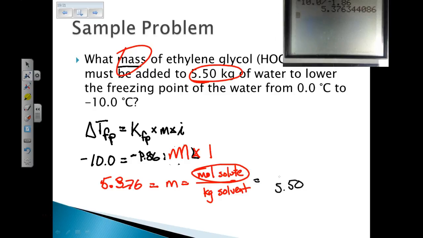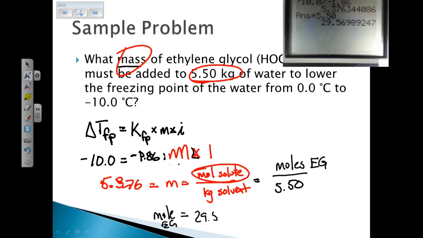5.50 over the number of moles of, I'm just going to abbreviate this EG. Okay, so we now have that times 5.50. So the number of moles of ethylene glycol we need is 29.57 moles. Ethylene glycol is equal to 29.57 moles. Now that's not quite the mass.